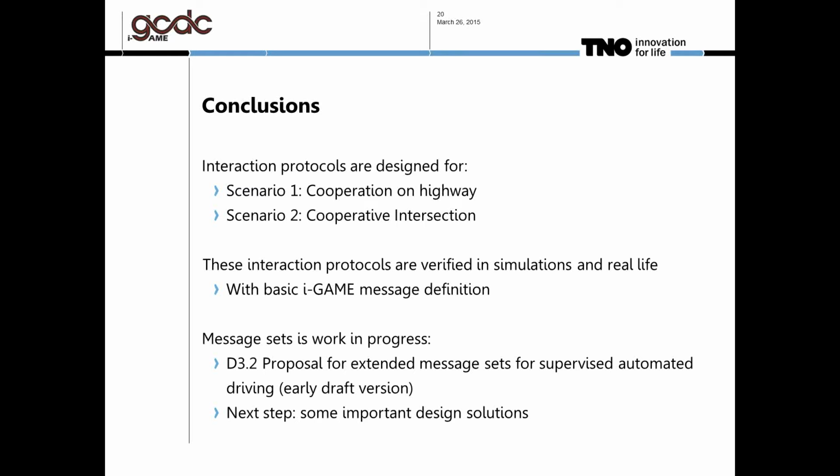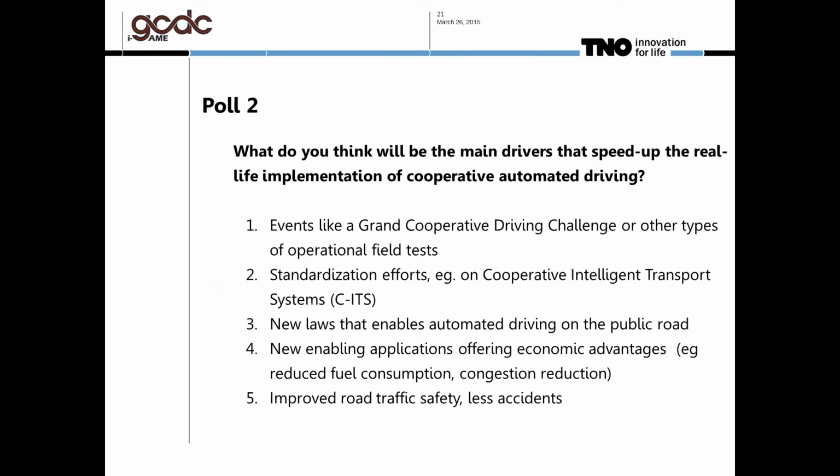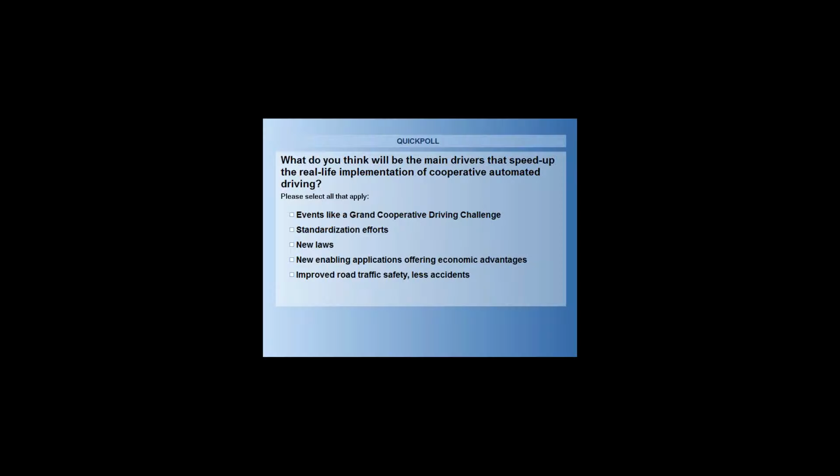I'm not sure if we can start the poll already. Yes. So the next poll, you can perhaps start it so everyone has the time to read. The poll is: what do you think will be the main drivers that speed up the real-life implementation of cooperative automated driving? You can also take more than one option.